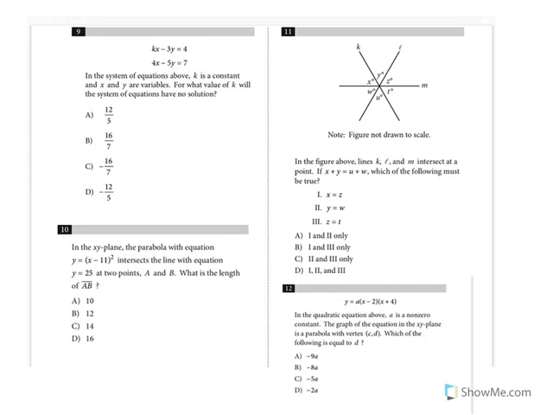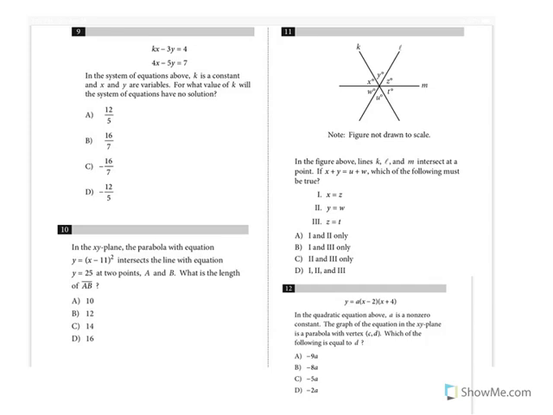kx minus 3y equals 4, 4x minus 5y equals 7. In the system of equations above, k is a constant and x and y are variables. For what value of k will the system of equations have no solution? Okay, so we have to understand systems of equations, either they have one solution, which is their point of intersection of the two lines, there's no solution, meaning the two lines are parallel and they do not intersect, or it's infinite solutions, meaning both equations describe the same line.